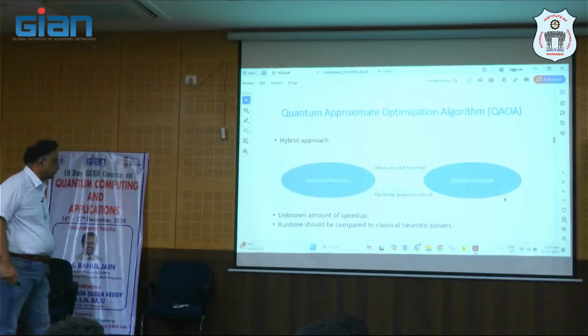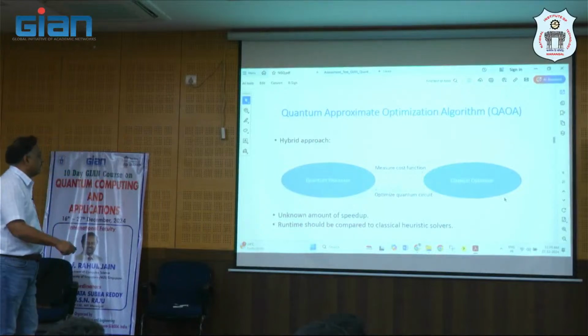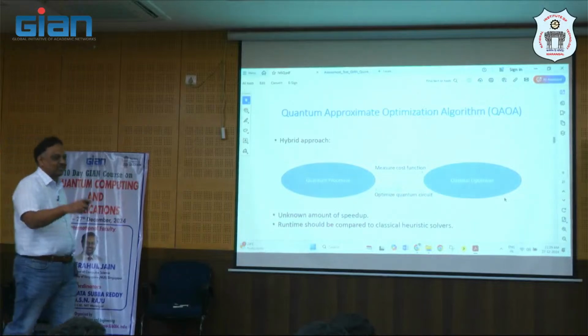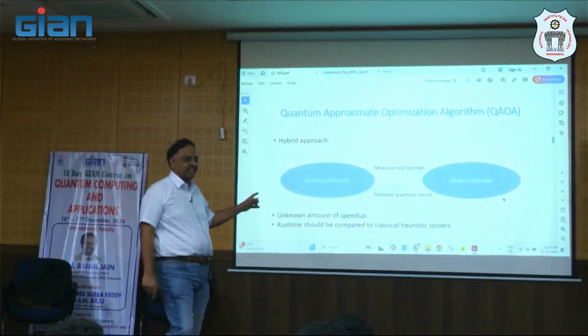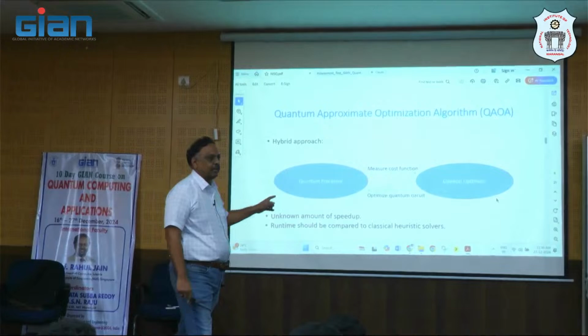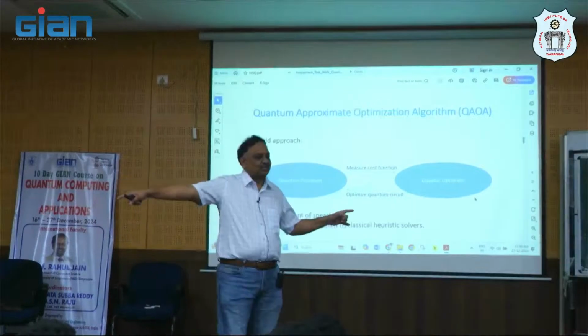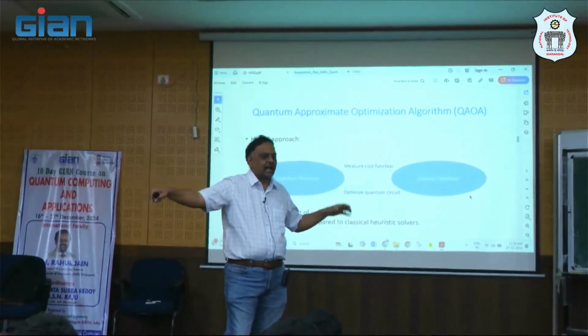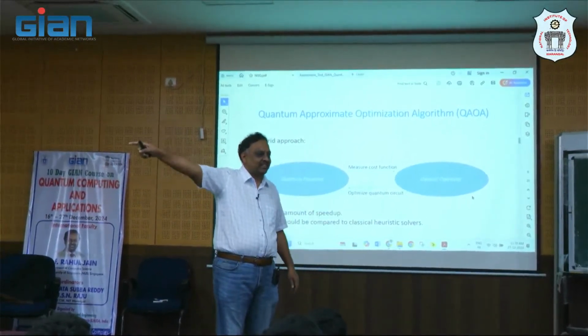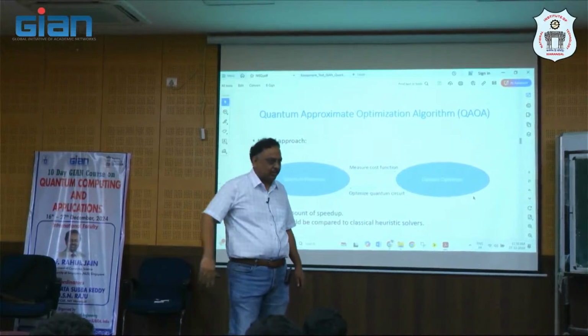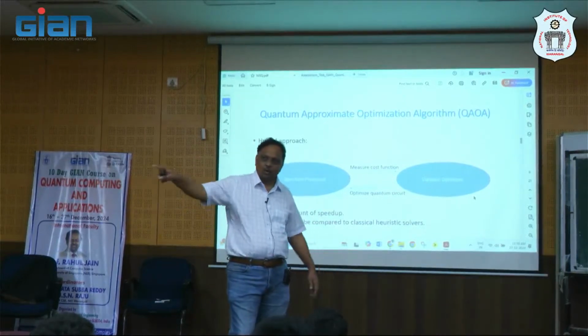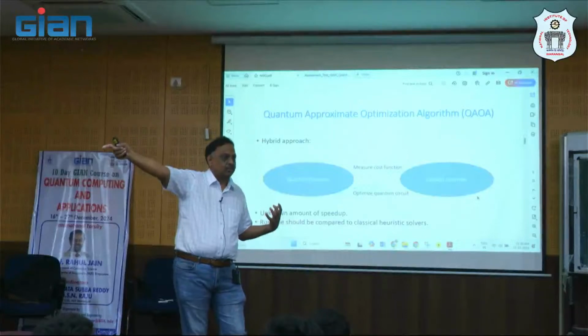That's why I say unknown amount of speedup, so the runtime should be compared to classical heuristic solvers. Because if you are going to do heuristics here, then you better compare to heuristic solvers there. You can't say I will do heuristics here, but I will compare to the worst case there. Then that's not apples to apples. If you are doing heuristics here, you also compare to classical heuristic solvers.